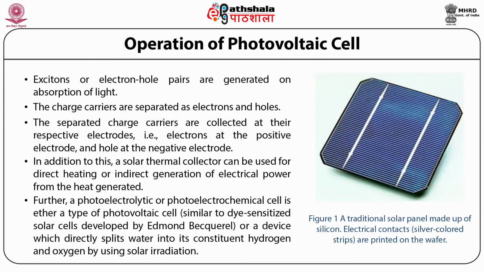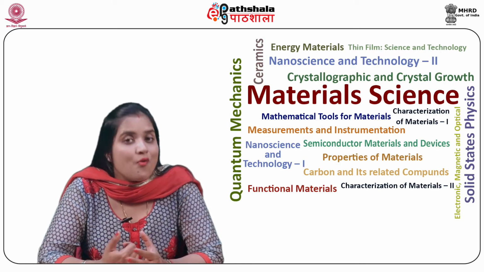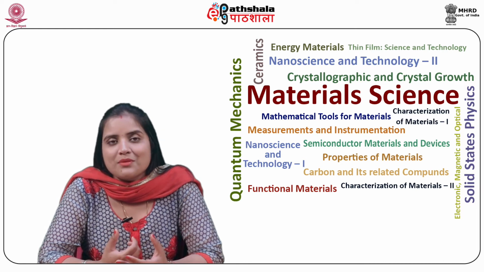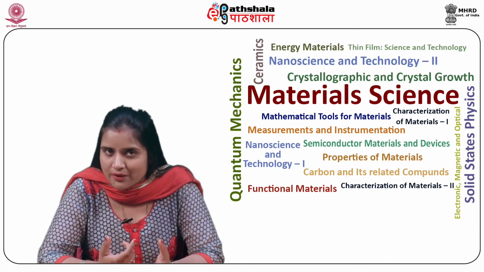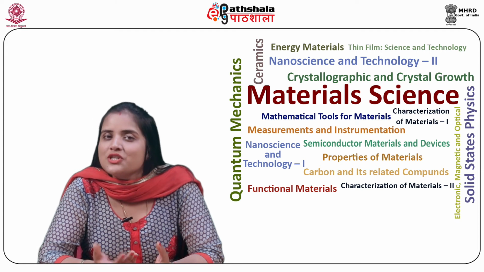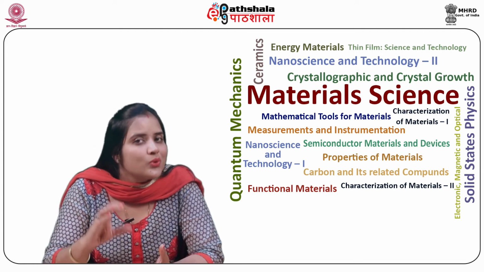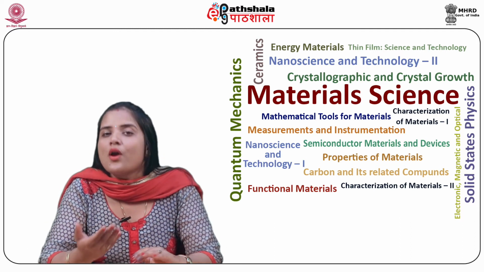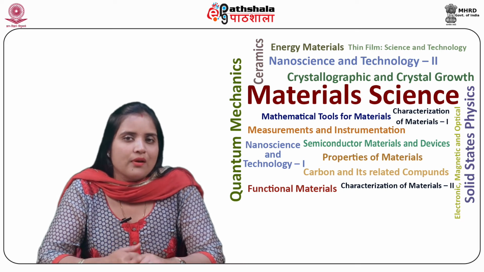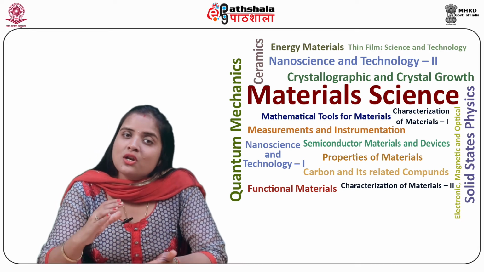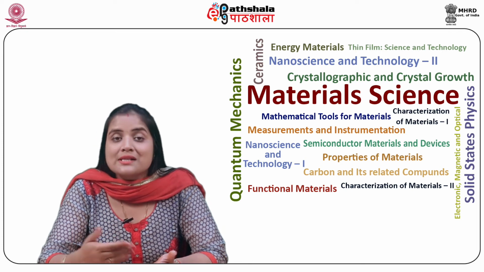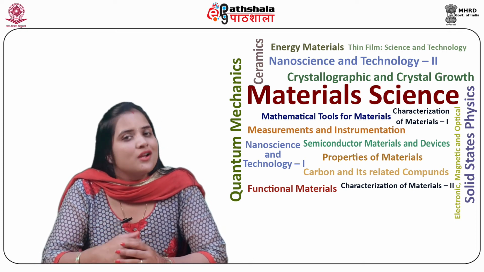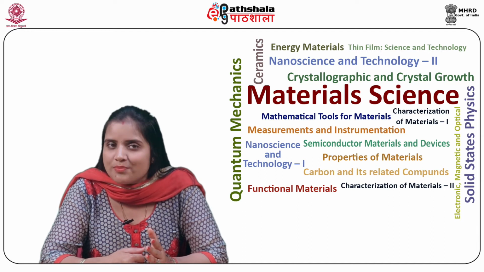Figure 1 shows a traditional solar panel which is made up of silicon. Electrical contacts, that is, silver-colored strips, are printed on the wafer itself. The working of a solar cell can be summarized as shown in the figure. Photons present in sunlight hitting the solar panel are absorbed by the material of the panel, for example, silicon. Now, the absorption of photons leads to the excitation of electrons from the atomic or molecular orbitals.